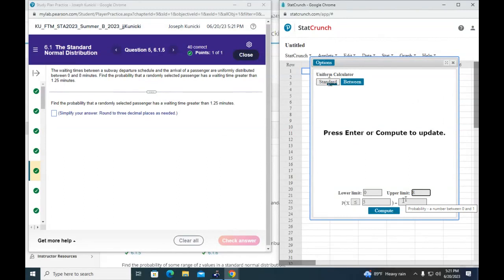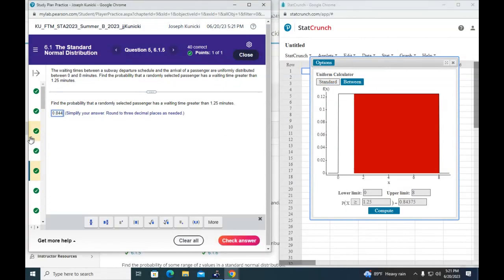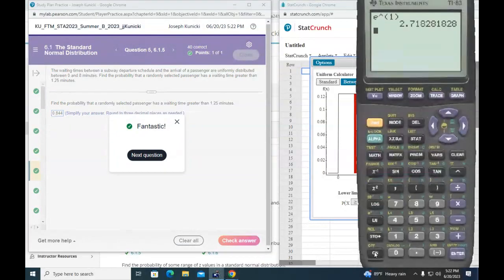It says, find the probability a randomly selected passenger has a waiting time greater than 1.25 minutes. So I just put in X greater than 1.25. That's, to 3 decimal places, 0.844. Okay. Now you could have done it on a calculator too. You could say greater than 1.25, so 8 minus 1.25, divided by 8, because it's 8. So there it is.